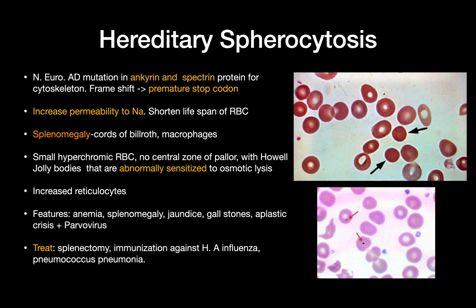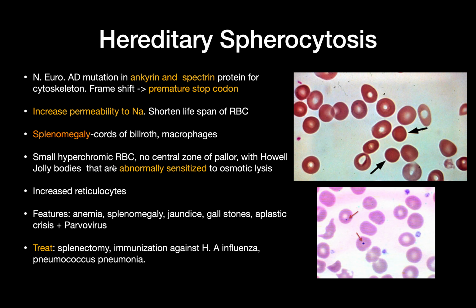Hereditary spherocytosis is found more in Northern European ancestries, and it's an autosomal dominant mutation in the ankyrin and the spectrin protein for the cytoskeleton. And there's a premature stop codon that's introduced, and it causes the cell to have an increased permeability to sodium. In the spleen, it's going to cause enlargement of the cords of Billroth where the macrophages are, so it's going to eat up all those cells. The macrophages are going to enlarge, and then it's going to cause like splenomegaly.